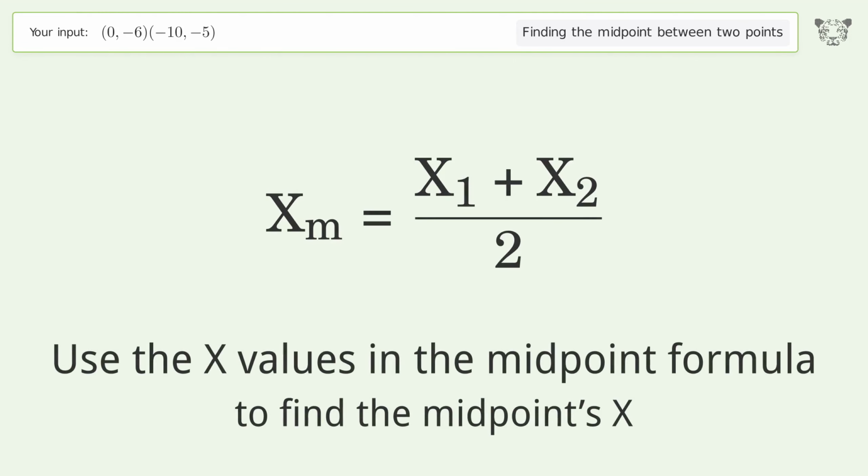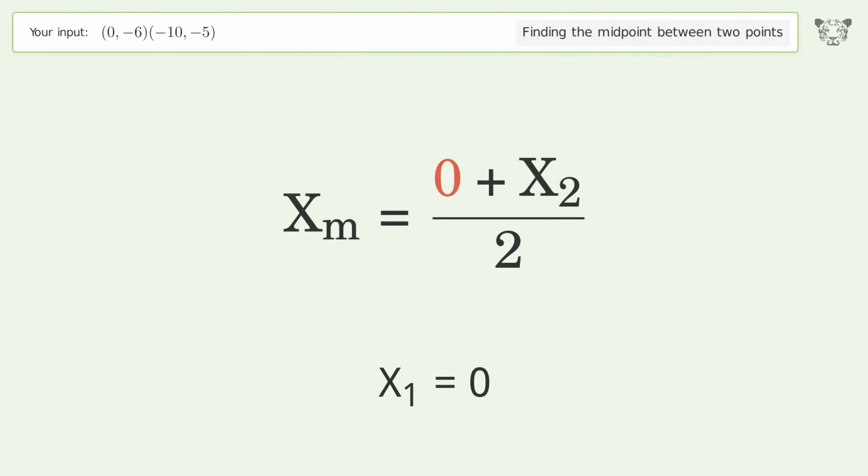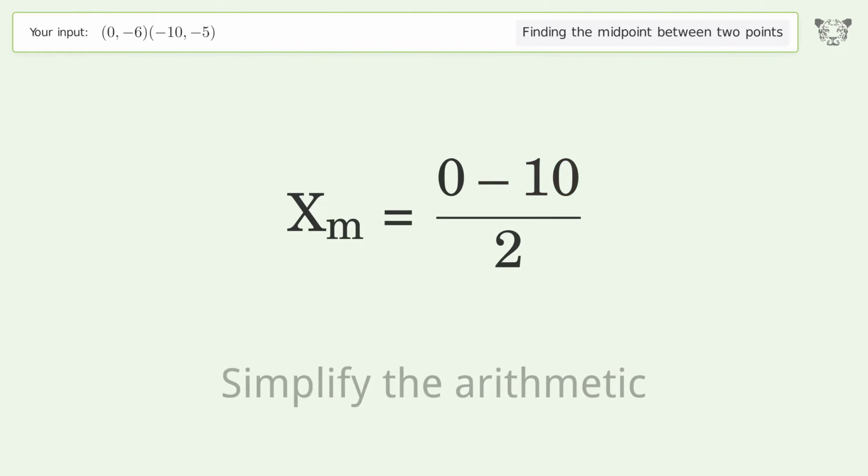Use the x values in the midpoint formula to find the midpoint's x. x1 equals 0. x2 equals -10. Simplify the arithmetic.